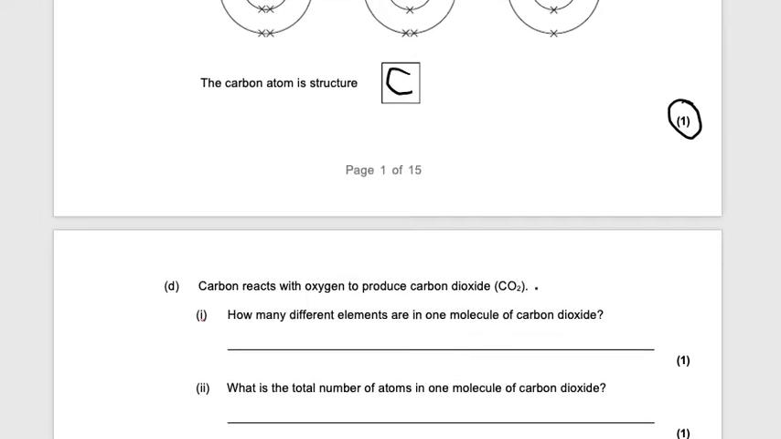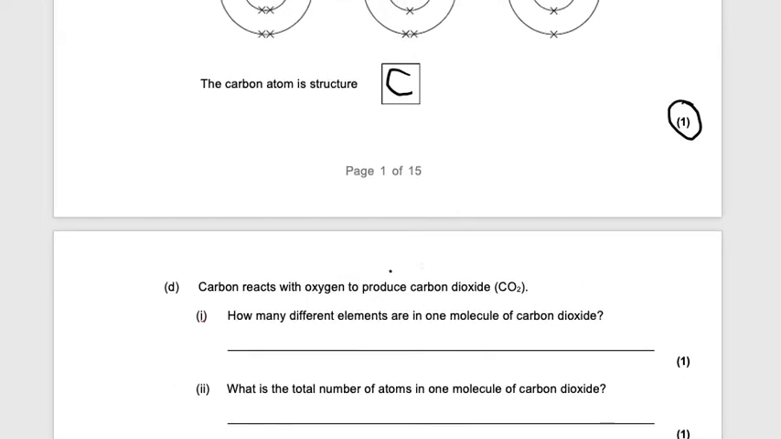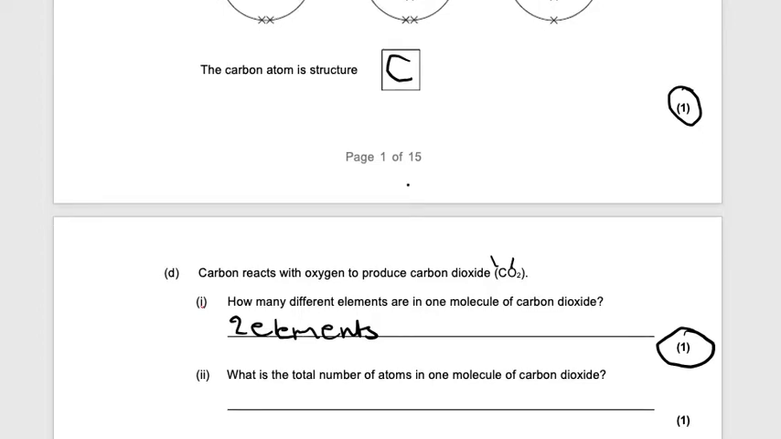Next question. Carbon reacts with oxygen to produce carbon dioxide. How many different elements are there in one molecule of carbon dioxide? So it's saying how many elements there are. So we have carbon and we have oxygen. So there are 2 elements in the structure. That's worth 1 mark. Next question, what is the total number of atoms in one molecule of carbon dioxide? Now we have 1 atom of carbon and we have 2 atoms of oxygen. So that means we are going to have 3 atoms altogether, and that will give us 1 mark.